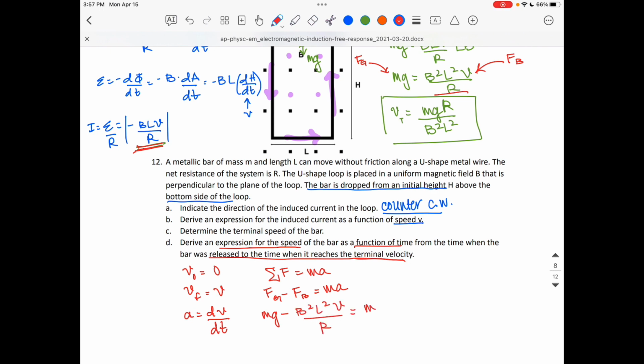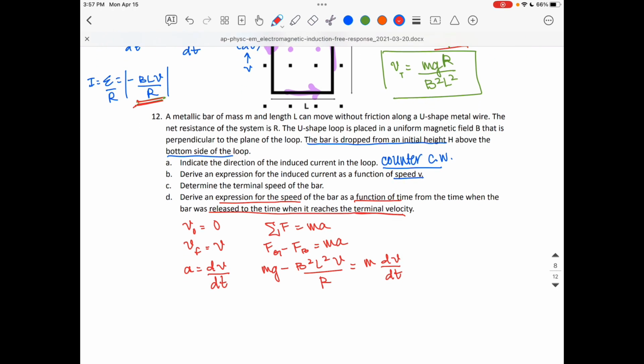That's equal to m dv/dt, because that's our expression for acceleration. And then we need to bring our values together so that my variable v is with dv, and then I can take everything else to the other side. So what I'm going to do is get common denominators. I'm going to multiply the top and bottom by R to get a common denominator. And then I'm going to take m dt and bring that to the other side.